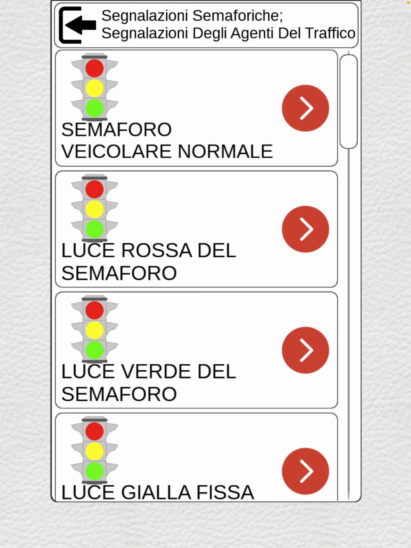Today we'll be talking about Segnalazione Semaforo, Segnalazione Degli Agenti Del Traffico. Introduction.